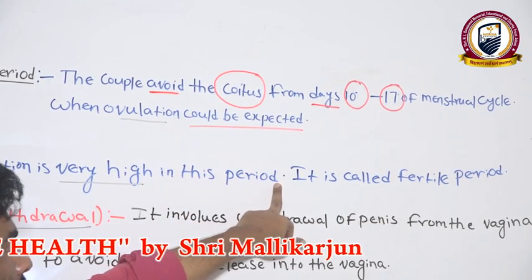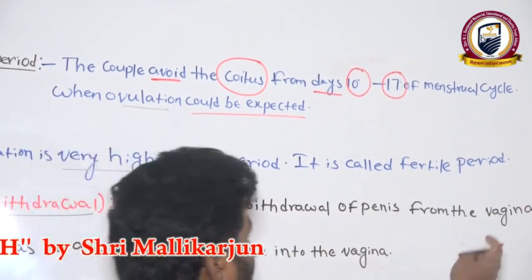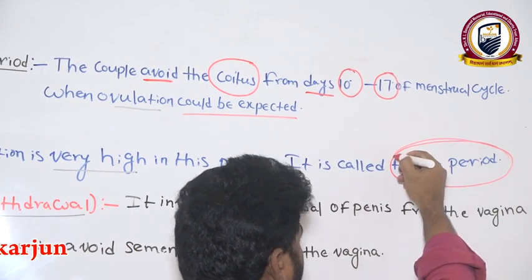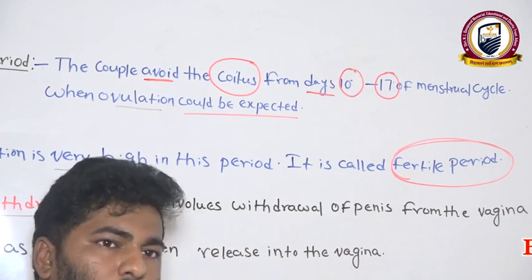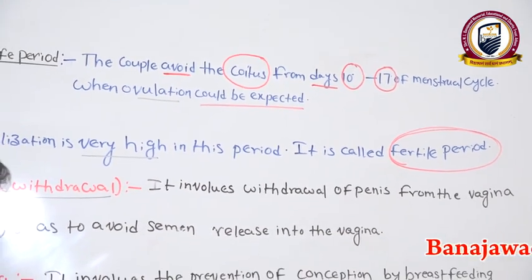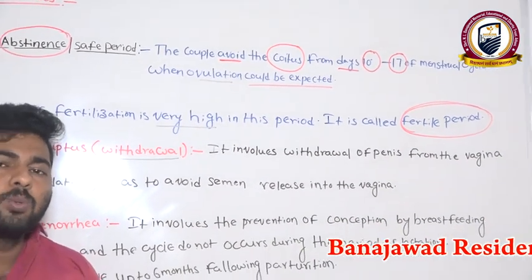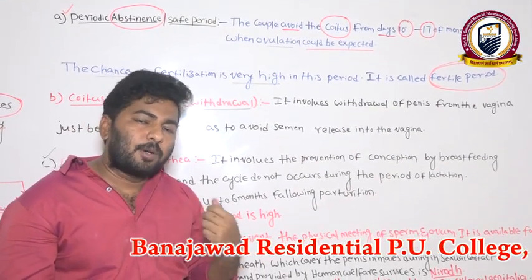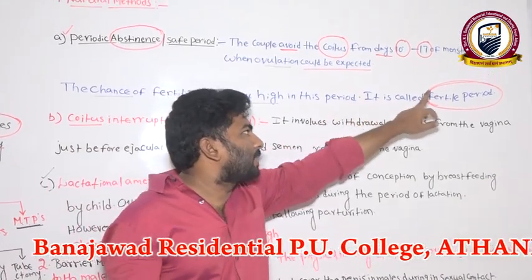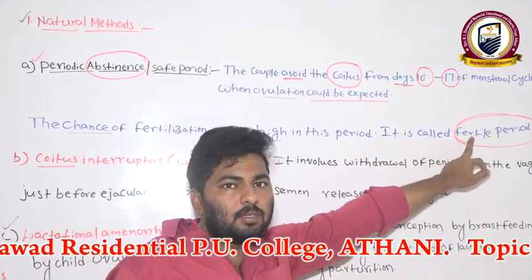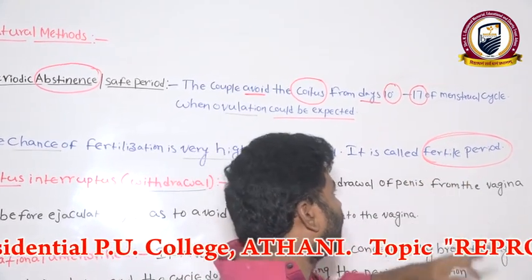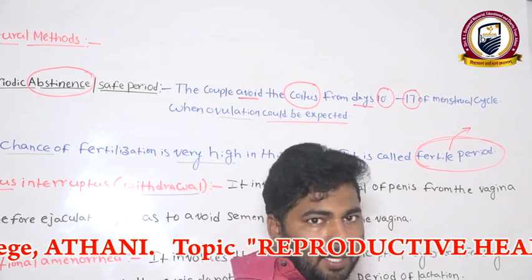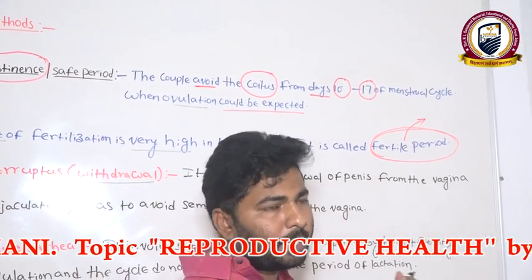This period is called the fertile period. Why? Because during this period, ovulation will take place. Eggs are released, and these eggs have a chance to meet the sperms, so getting pregnant is possible. So we can call this period the fertile period, because the chances are very high for fertilization to take place and result in pregnancy.